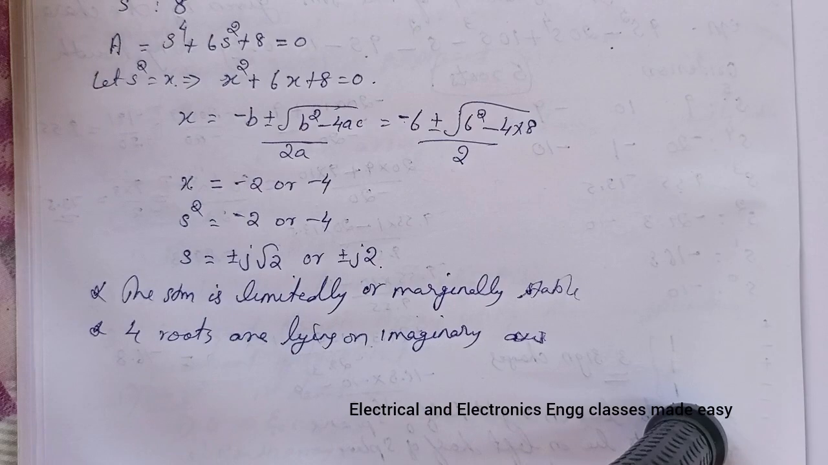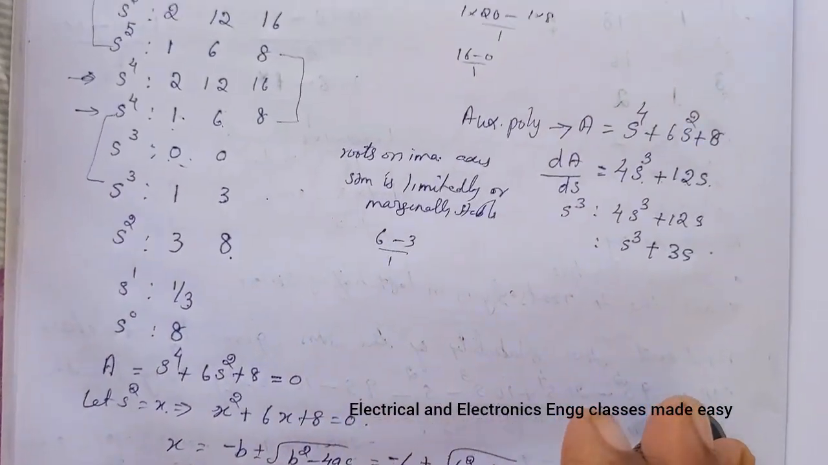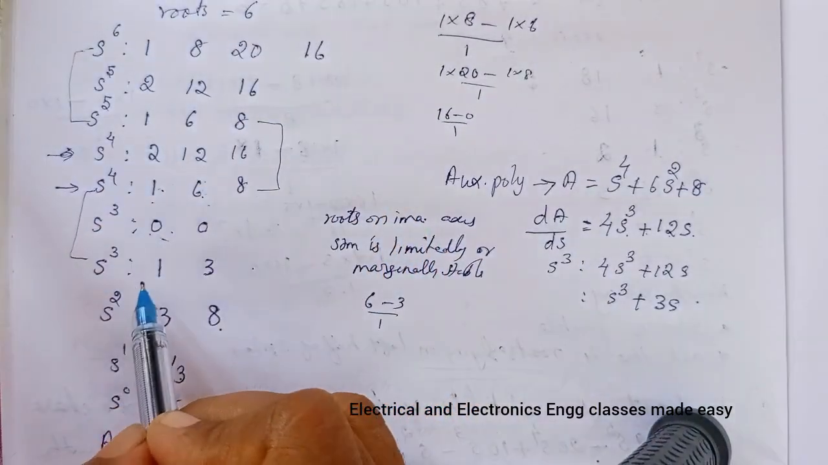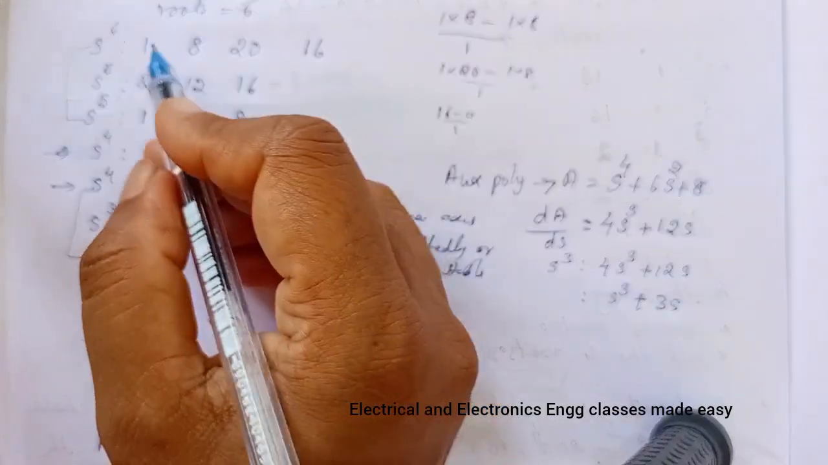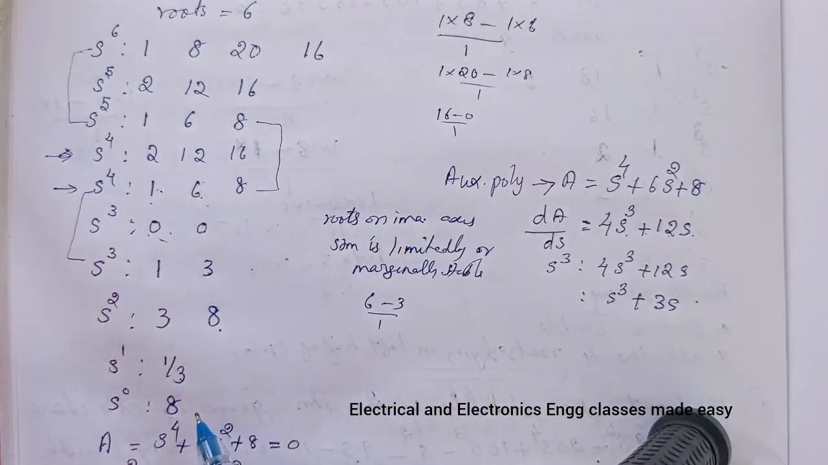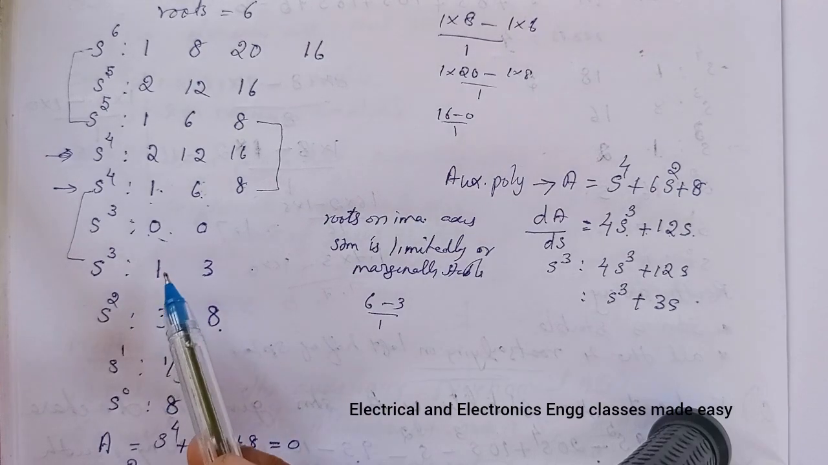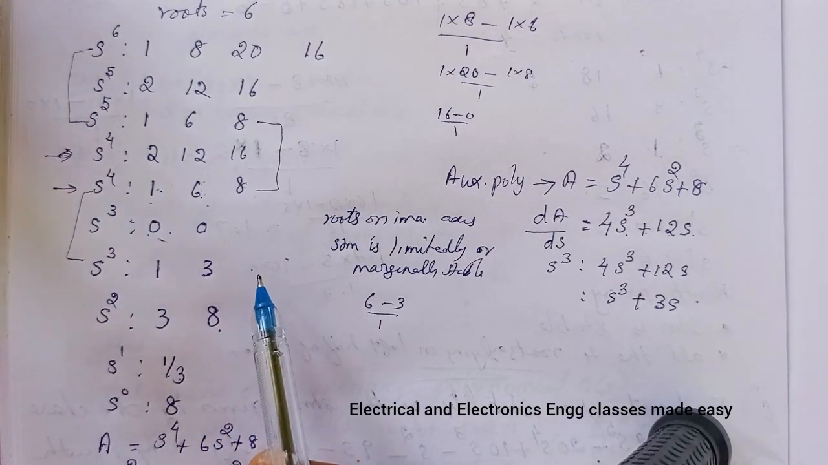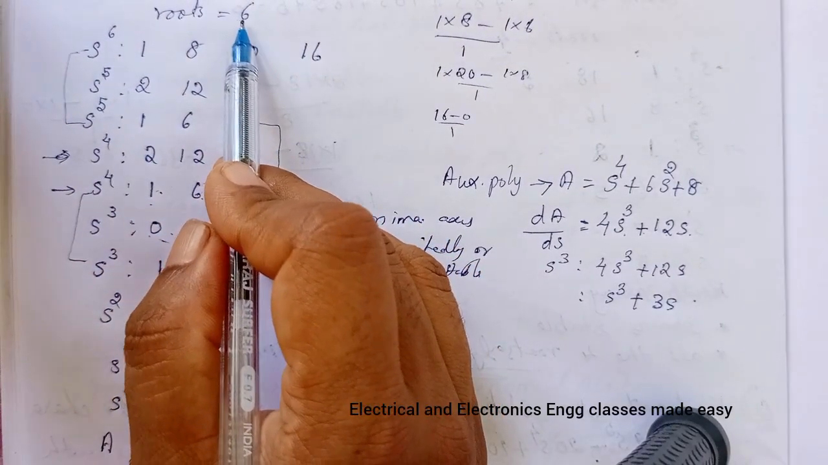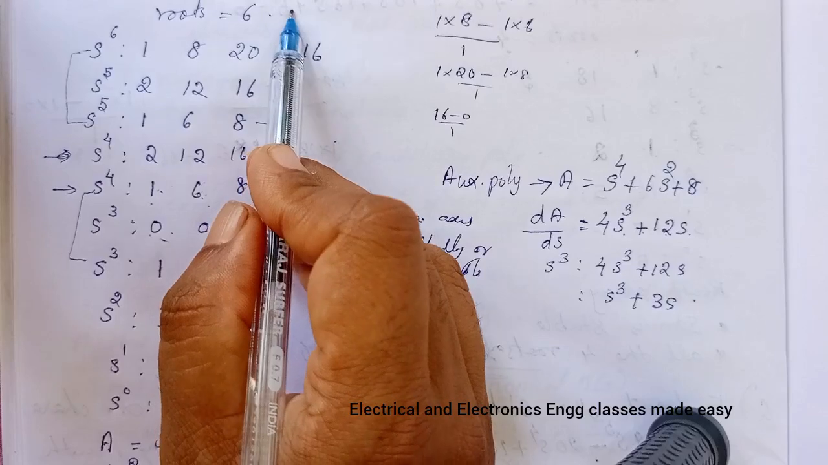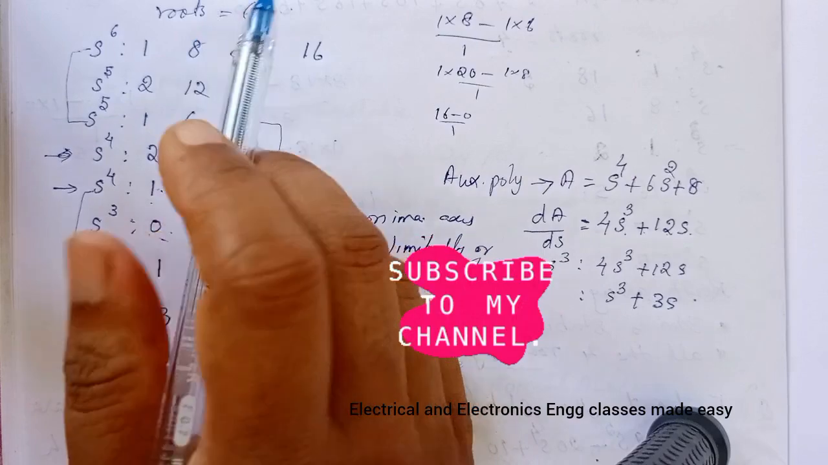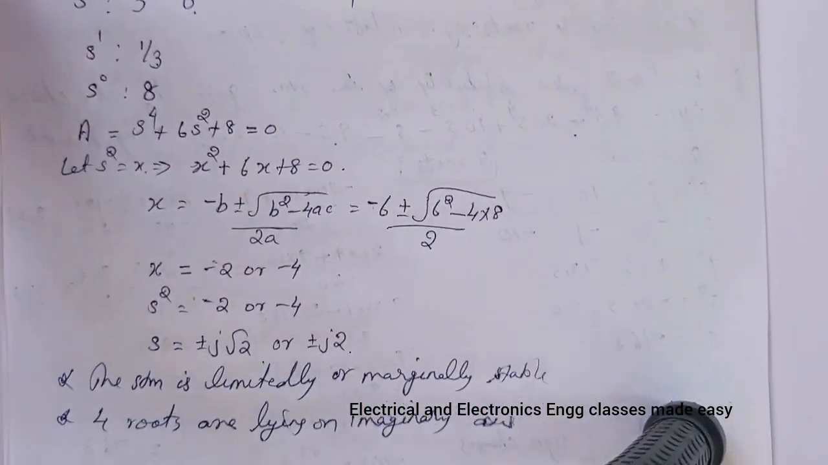And while examining the first column of this Routh array, all the elements are positive. That is, there is no sign change here. So, no roots are lying on the right half of S plane. So, the total number of roots is 6. Out of these 6 roots, 4 roots are lying on the imaginary axis, and the remaining 2 roots are lying on the left half of S plane.